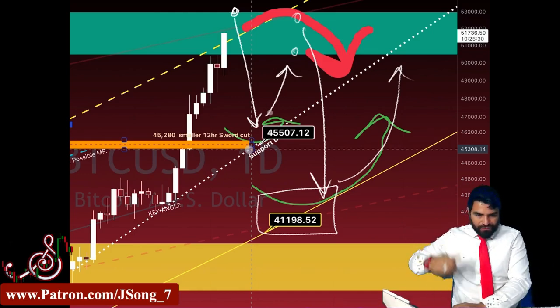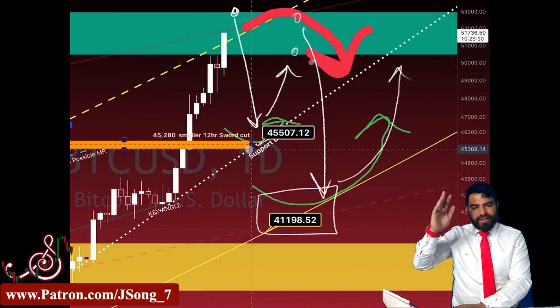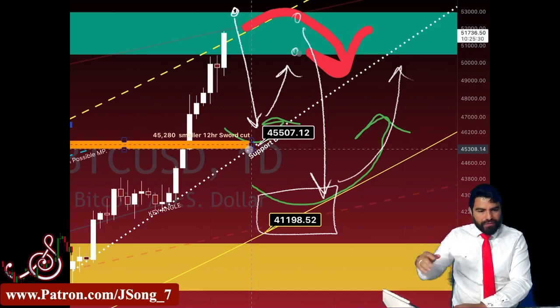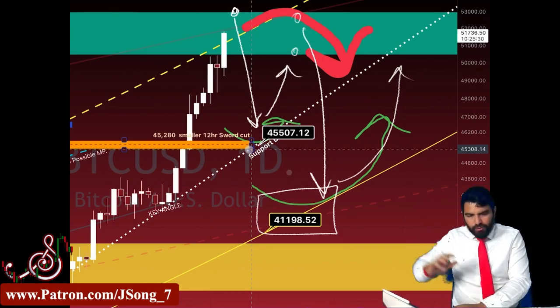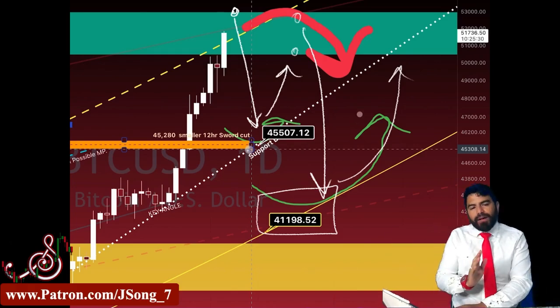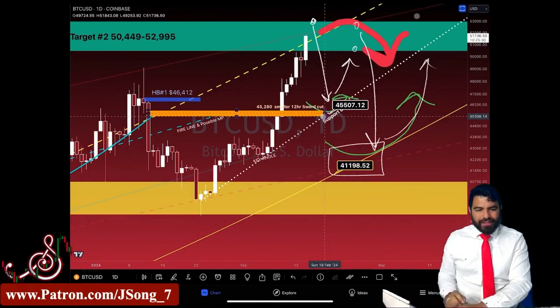So 53, 45, maybe 53 again, or I'm sorry, 53, 51, somewhere maybe around there. We're going to come back down again to 41. And once we hit 41, I think we're going to come up again one more time. I think there's longer term bullishness that's still going to happen, but it's going to look like bouncing around.